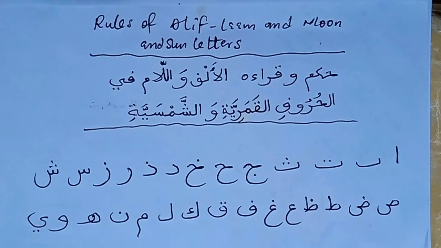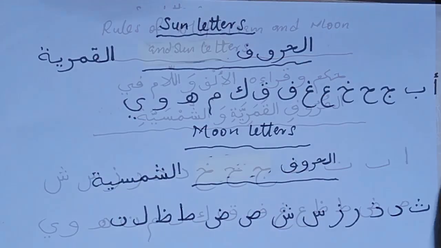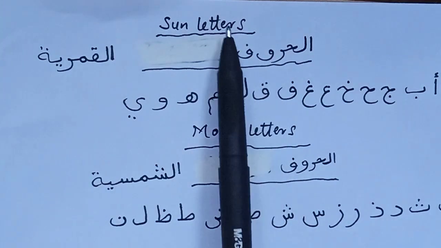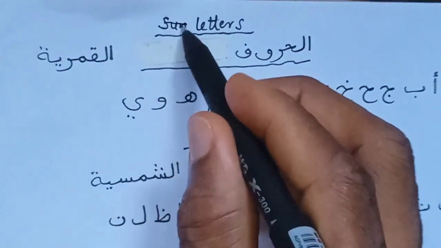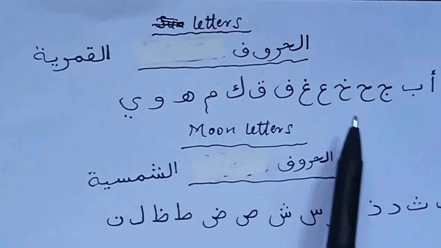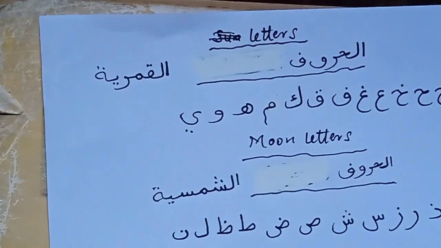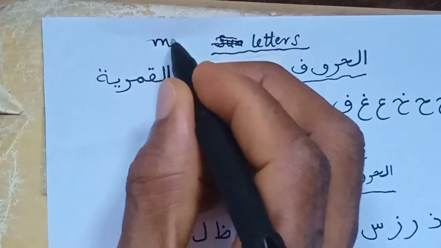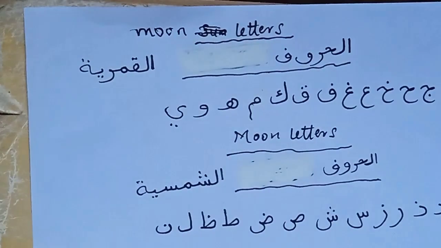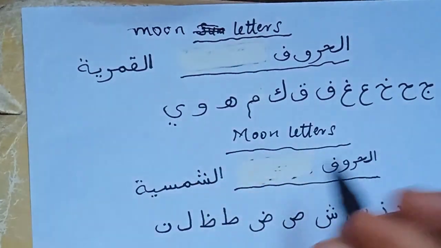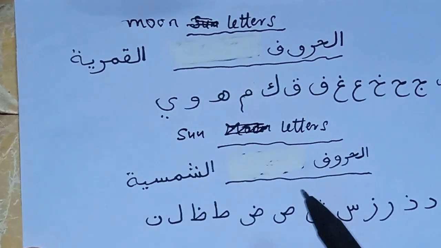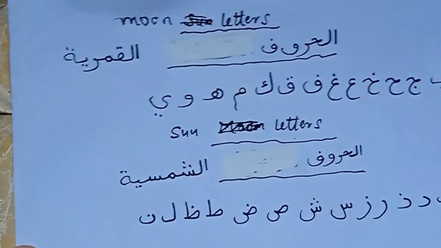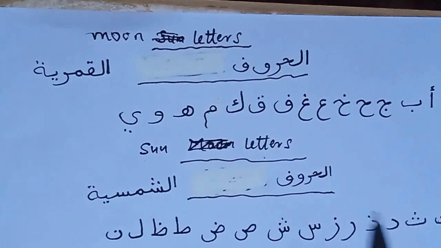So in order to dive deep, first thing here is the moon letters, not the sun letters. These are the moon letters. Over here are the sun letters, not the moon letters. Also, over here are the sun letters, as you can see. So they are divided into two groups of 14 letters each.